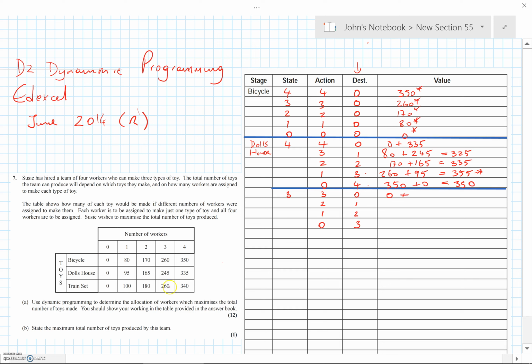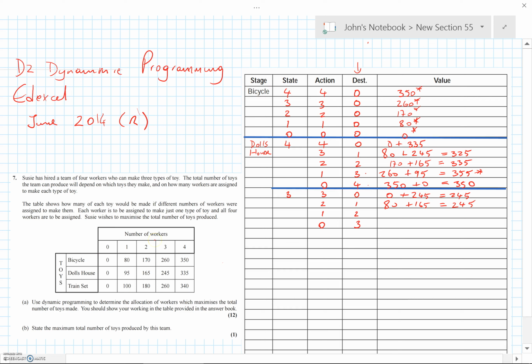And then 3 is the 245. So that's 245. Okay, the 1 comes from here. So that's 80. But if that's the case, the action is 2, so that's 165. 2 are making Doll's Houses. So that would be also equal to 245.